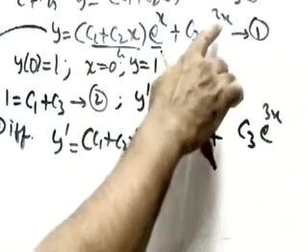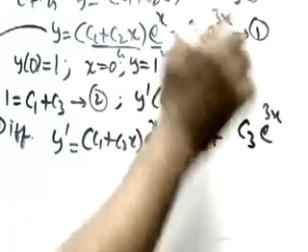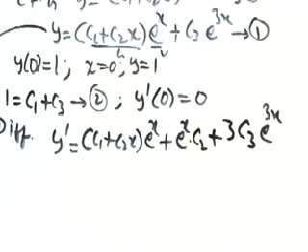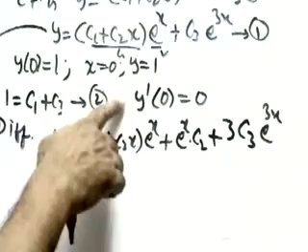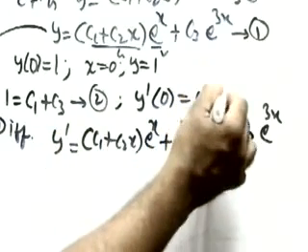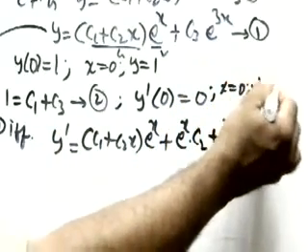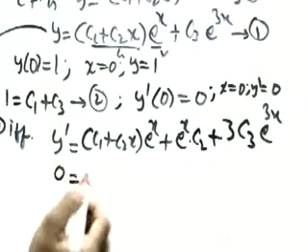d by dx of e power x is e power x, so for e power 3x, when we differentiate 3x, the derivative of x is 1, and 1 into 3 is 3, so you get 3 here. Now let me use the formula. What are the values? x is 0, y is 0, y dash is 0. Let me substitute x equals 0, y dash equals 0.